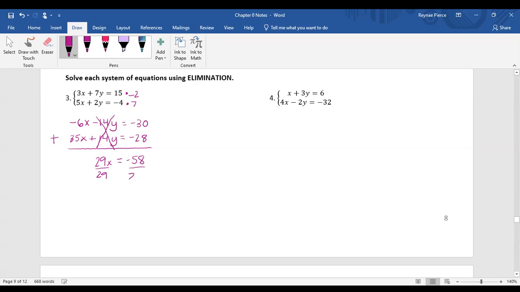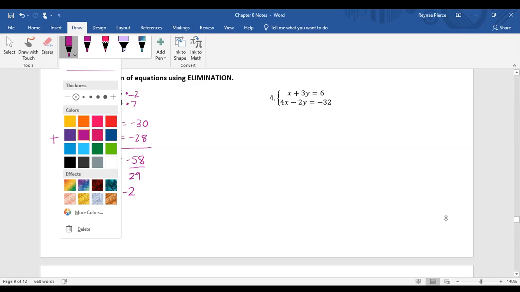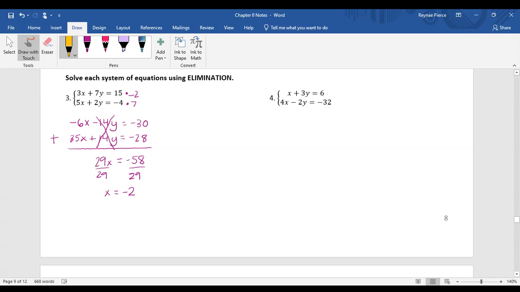Dividing both sides by 29 tells me x equals negative 2. Okay. Now, what I'm going to do with this x value, I'm going to take this x value and substitute it into either one of these two equations, whichever one you think will be nicer or easier or makes more sense to you. Okay. Personal preference, it does not matter. All right. I like the top one.